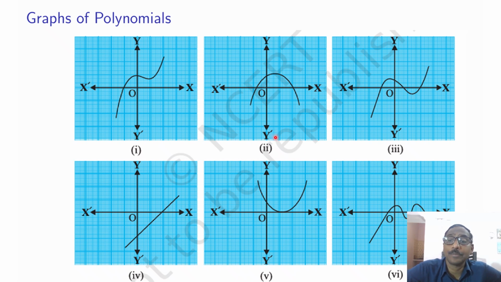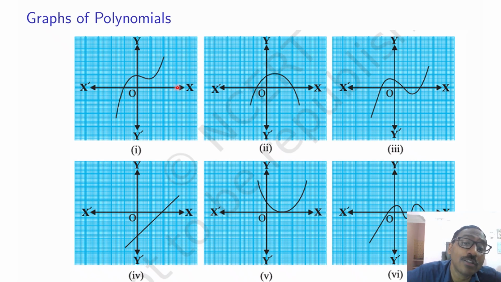Here, in your question you are having this first one. How many times is this curve intersecting the x-axis? Only at one point. Only at one point is this curve intersecting the x-axis.